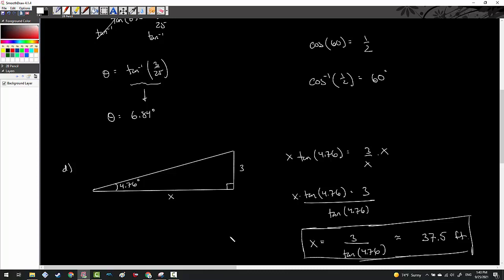Okay, so let's go and move on to the next problem. Give me a second. I'll post it on here, and then we'll summarize inverse trig.